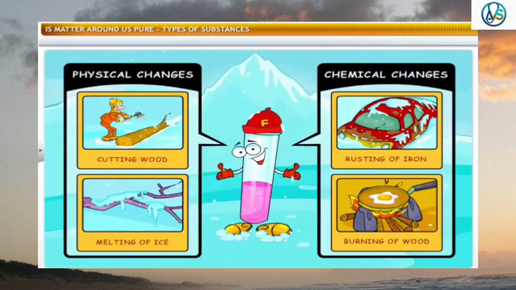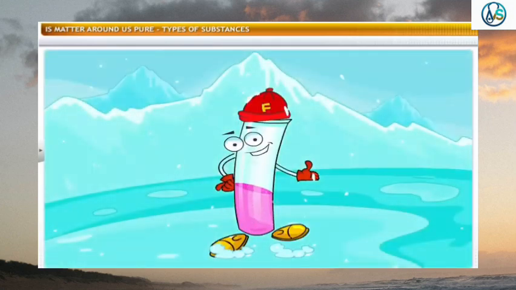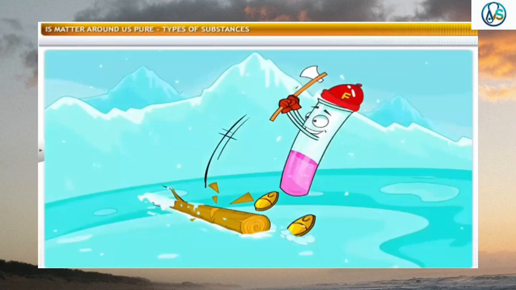Cutting wood and melting ice are examples of physical changes. On the other hand, the rusting of iron, burning of wood, and eggs cooked into an omelette are examples of chemical changes.